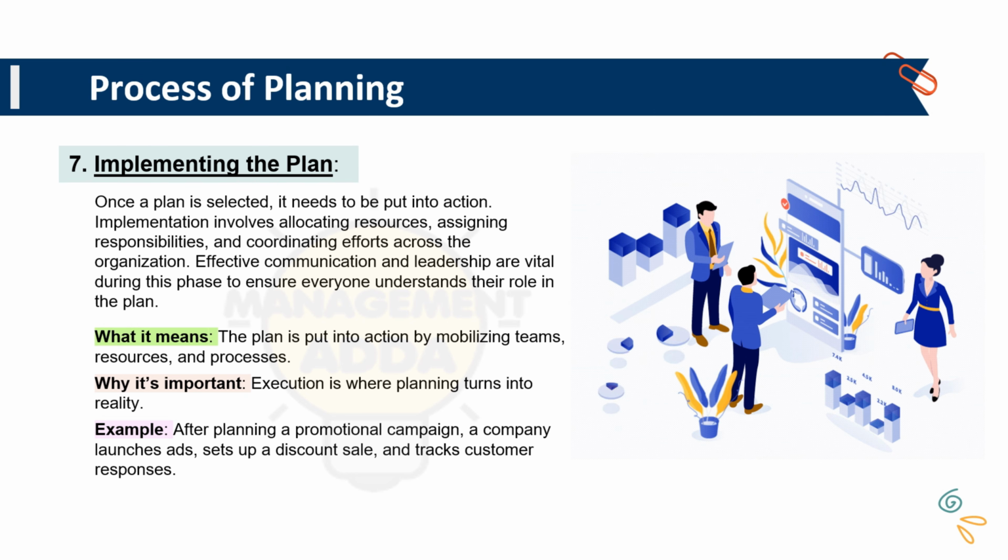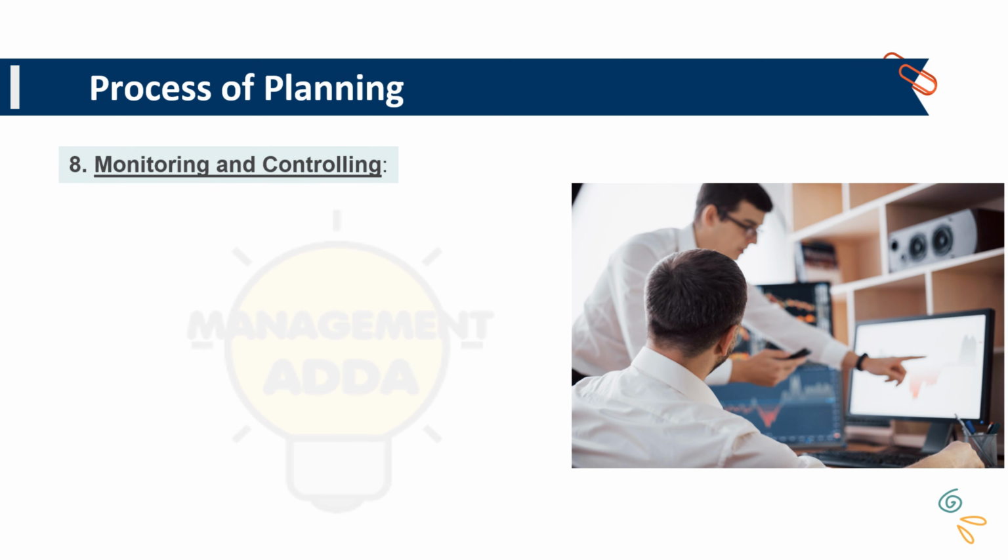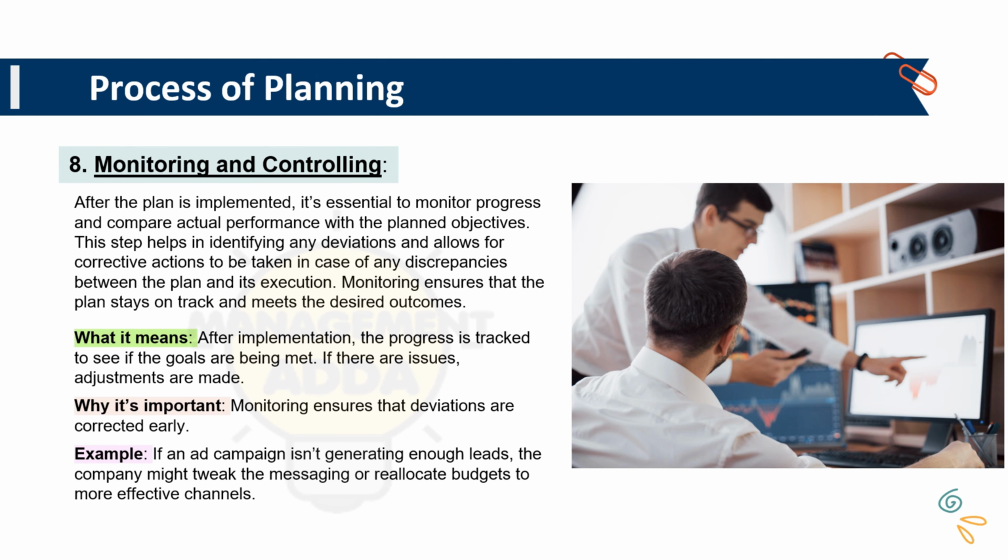And finally, the last step. In the last process, we have monitoring and controlling. What do we understand by monitoring and controlling? Once we set our objective, identify our resources, and figure out the premises, then we identify the courses of action, all the alternatives. After that, we evaluated the alternatives, selected the best out of them, and implemented it. Finally, after implementation, it is important to monitor and control.